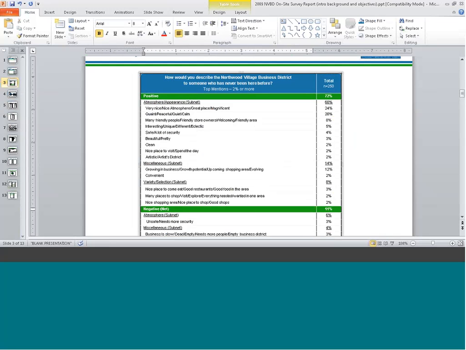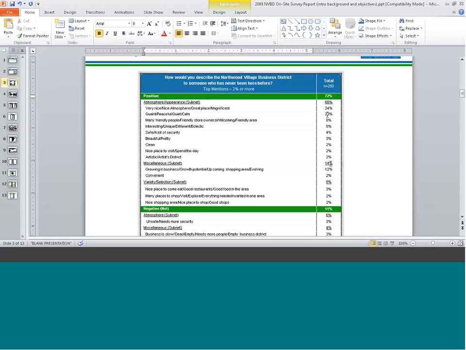Well, the majority of the folks said something positive when they described the Northwood Village District. If someone was to say to them, explain what this Northwood Village Business District is, 72% of them would say something positive. So they would either say something about the atmosphere, or about the growing business, and then variety. There's a good variety in selection. So 8%, 14%, 60%.